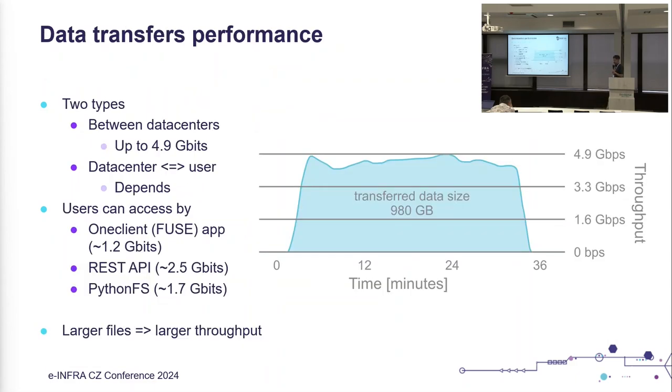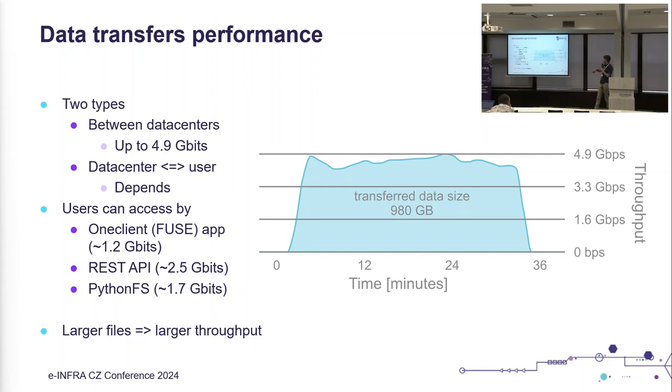How was the throughput or the performance of the system? There are two types of transfers in OneData system. It is transfer between data centers, between the server parts of OneData, and the transfer is quite good. The throughput was about up to 5 gigabits.